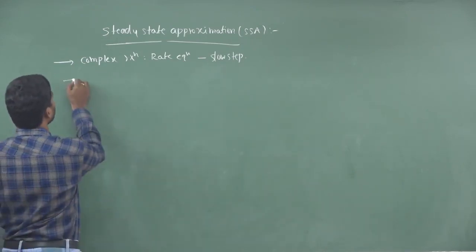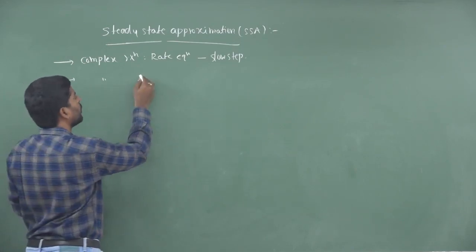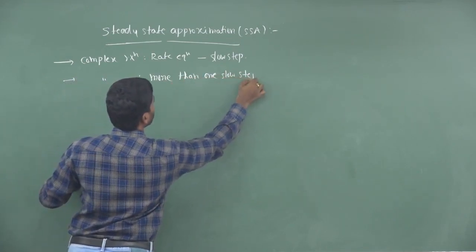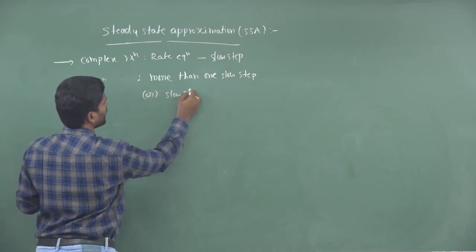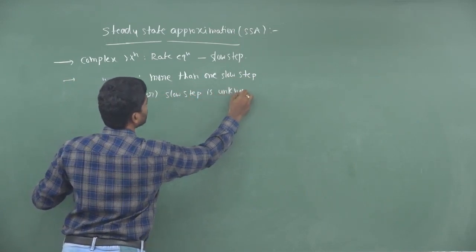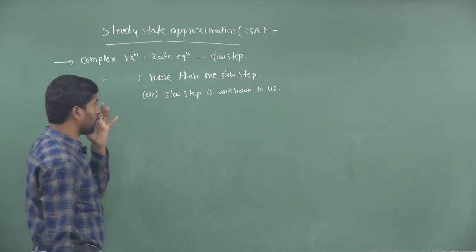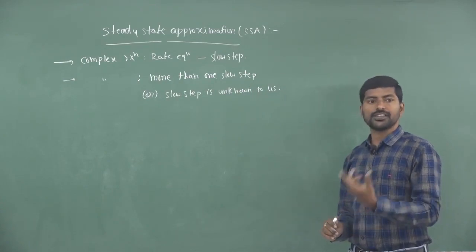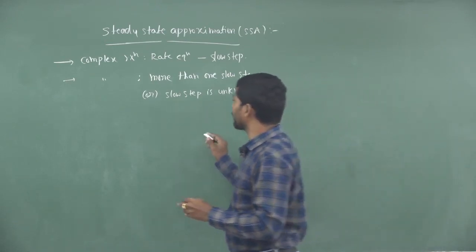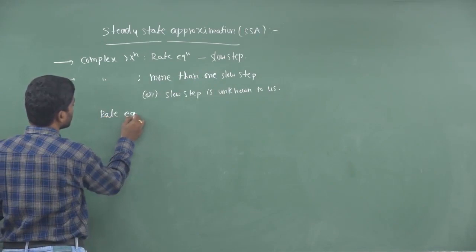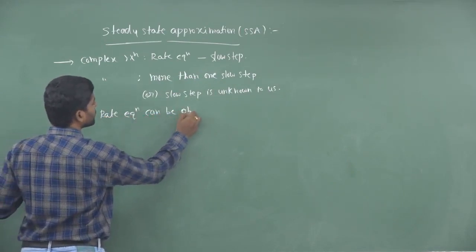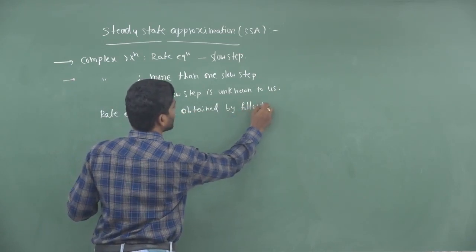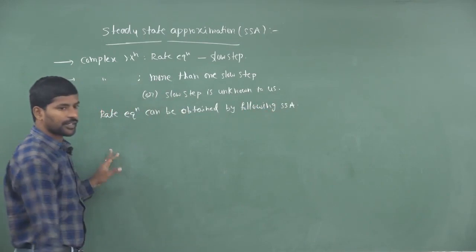For example, for a complex reaction, we have more than one slow step, or the slow step is unknown to us. If more than one step is a slow step, or if the slow step is not known to us, in such a case what do we have to follow? How do we get the rate equation? In such a case, the rate equation can be obtained by following the steady state approximation or steady state principle.